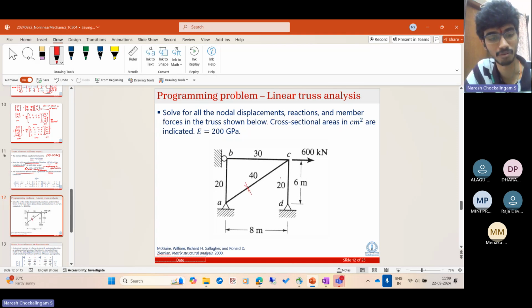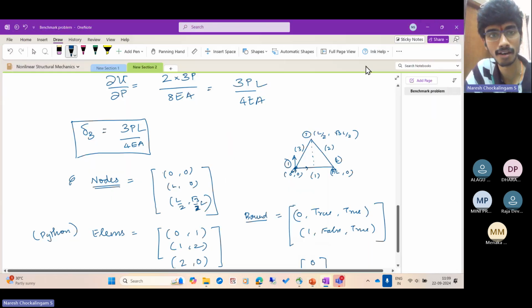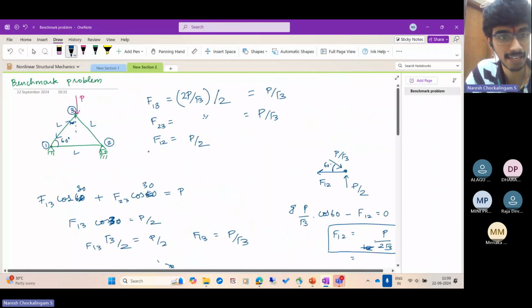So if you want, you can solve it manually, but since the areas are also varying, it's a little difficult. So you do one thing, just take all the areas to be 20. I'll post the homework on the thing. So make everything 20, and other dimensions are okay. 8 and 6 is fine. You can solve. So I'll post the corrected version. I'll make the areas equal. I'll make the Young's modulus equal, and then you can solve it. Okay. Now, so this is a statically determinate problem.